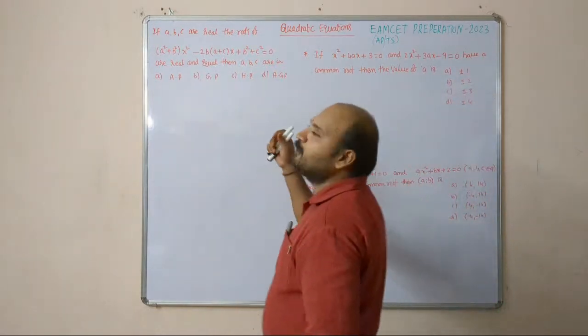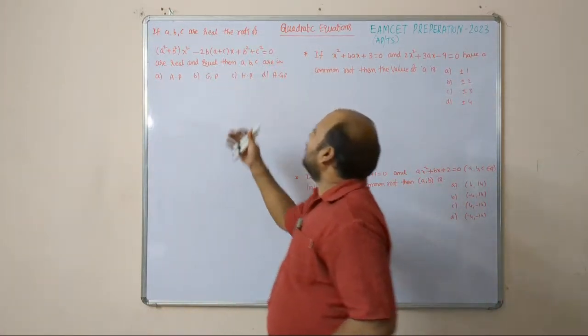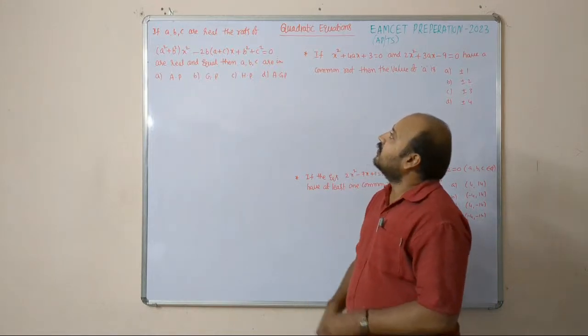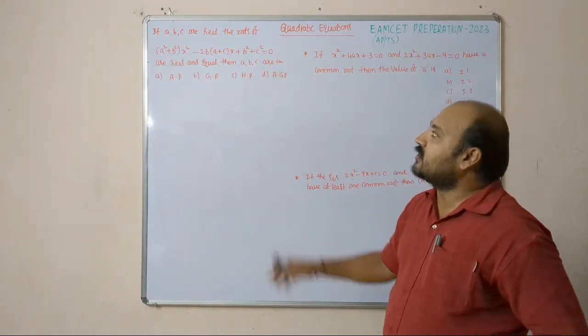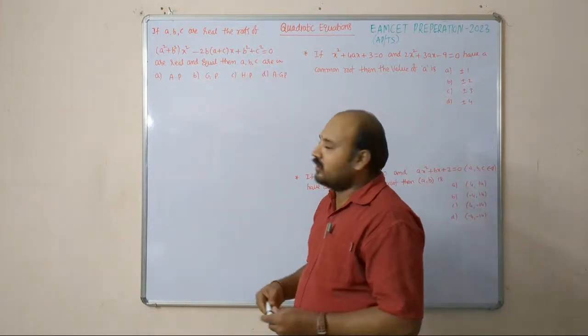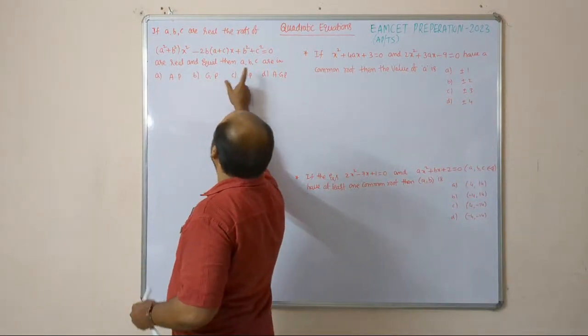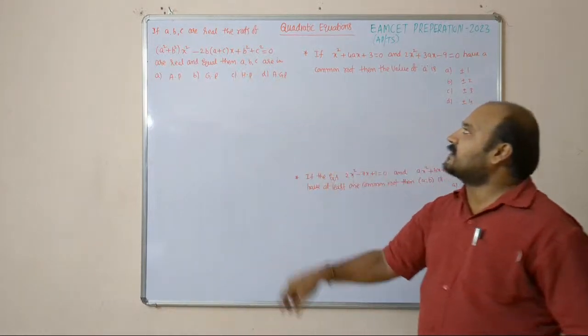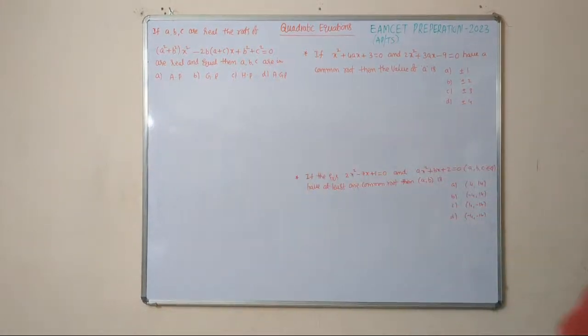The question here: if a, b, c are real and the roots of this quadratic equation are real and equal, then a, b, c are in arithmetic progression, geometric progression, harmonic progression, or arithmetic geometric progression.